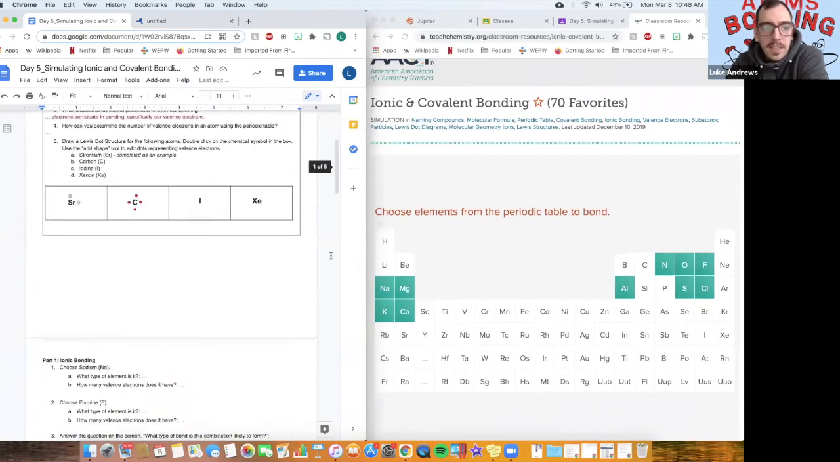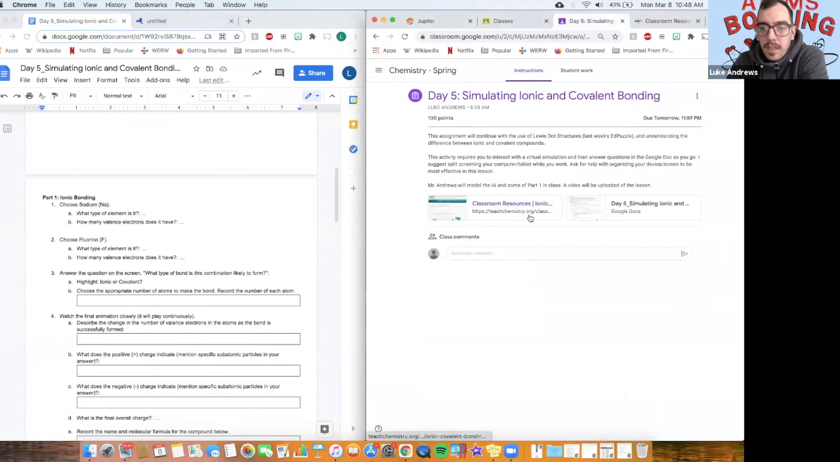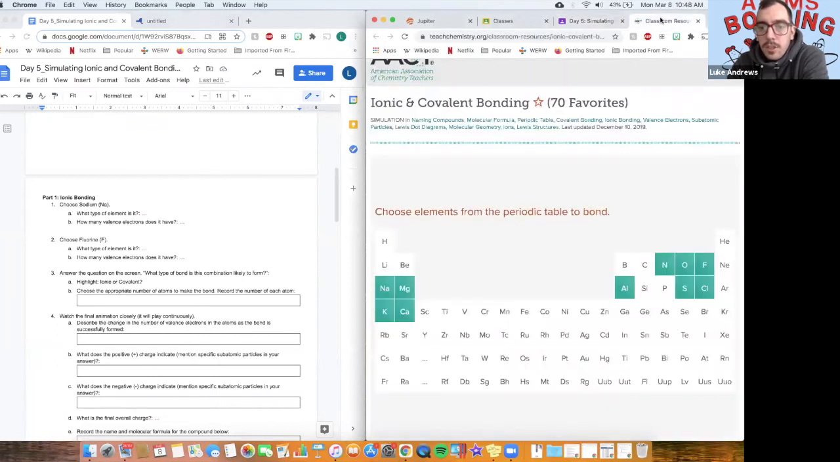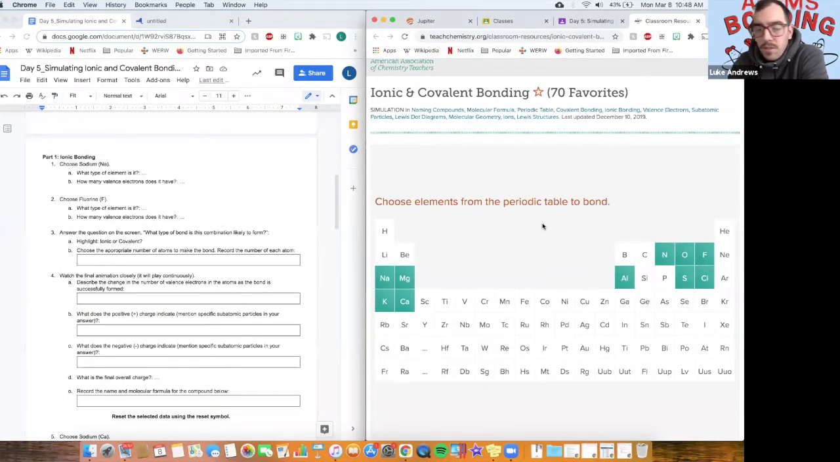So now we're going to get into the actual activity. If we look at the Google Classroom, there's this link and there's the document. What I suggest you do, whether you're on an iPad or a computer, is split your screen like I am doing right now. Have the questions up on one side and the simulation up on the other side so you can follow directions and fill things in.